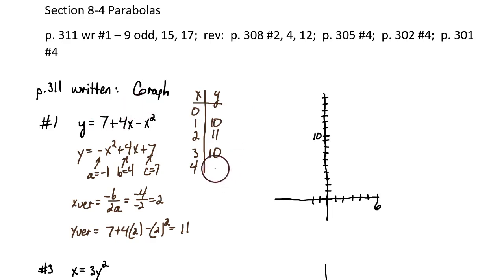Next, substitute in either the 4 or the 0 in the original equation. I'm going to fill in the 0. This is 7 plus 0, take away 0. So this turns out to be 7, and this will also be 7. Now graph those dots. So 0, 7 is located right there. 1, 10 here. 2, 11 right there. 3, 10 and 4, 7. Then graph in the parabola shape.